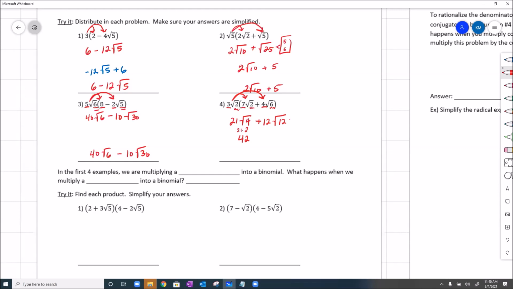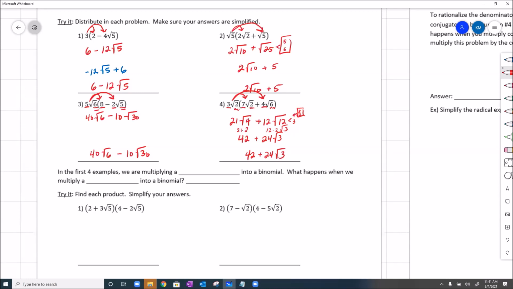Okay, radical 12 breaks down to 4 and 3, 2 and 2, 2 radical 3. So that gives us 12 times 2 radical 3. 12 times 2, 24 radical 3. It's still positive. So our answer then is 42 plus 24 radical 3, because we can't simplify it any further because they are not like terms.